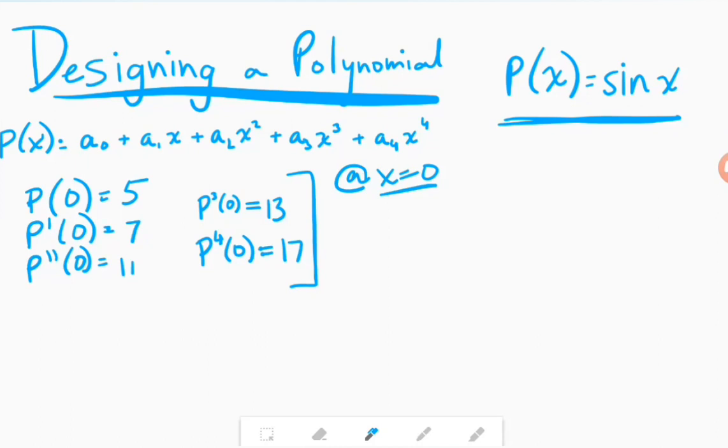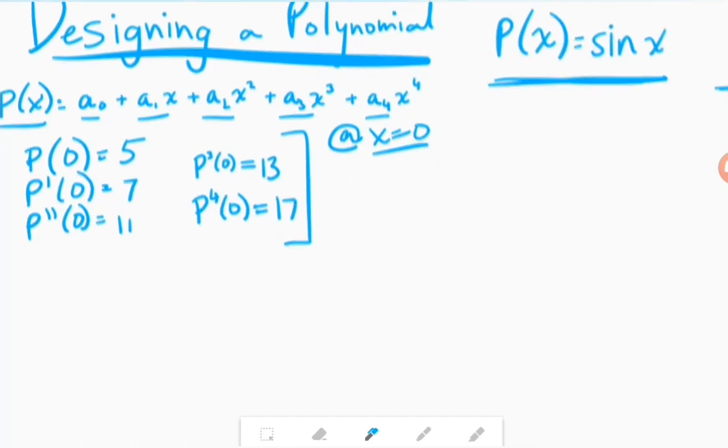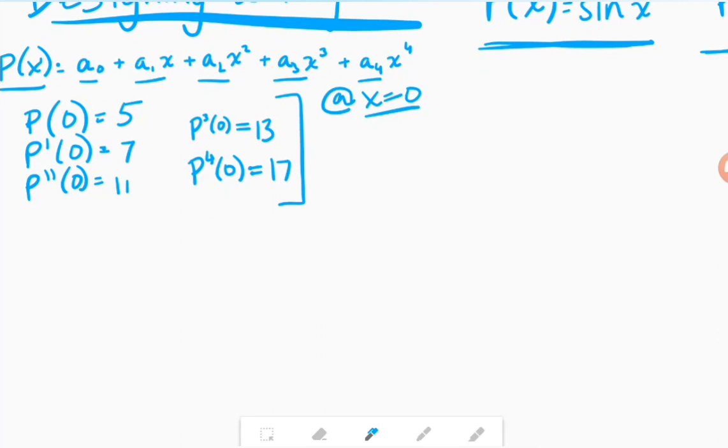So if you're up for a challenge, I urge you to pause the video and see if you can find the right polynomial p of x, and get these a sub 1, a sub 2, all these subscript values, if you can find these values just by looking at these derivatives. So assuming you paused the video and tried it, let's see how we can do it.